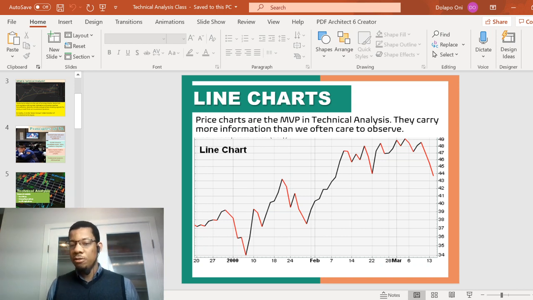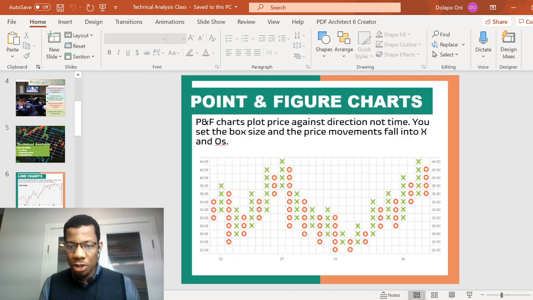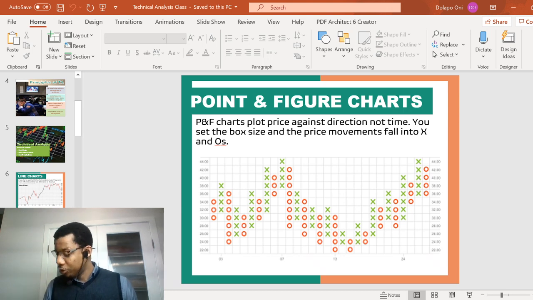They don't give you a lot of information, and that's why very few technical analysts actually look at just line charts. They look at other forms of charts, preferably not just line charts. Another one you could look at is what we call point and figure charts.